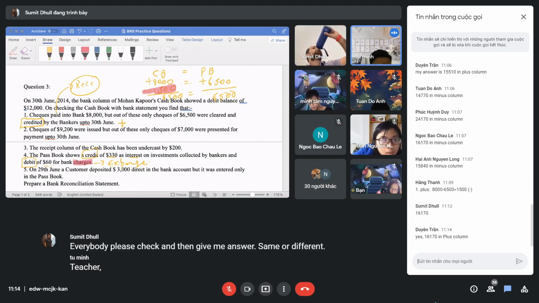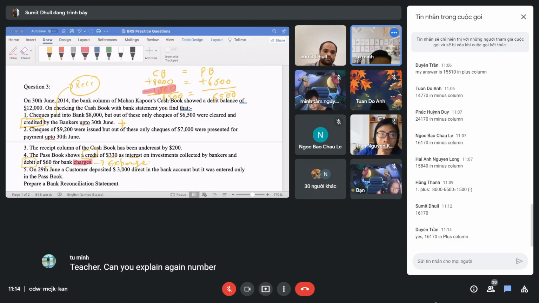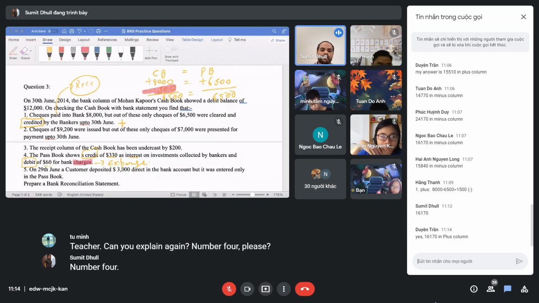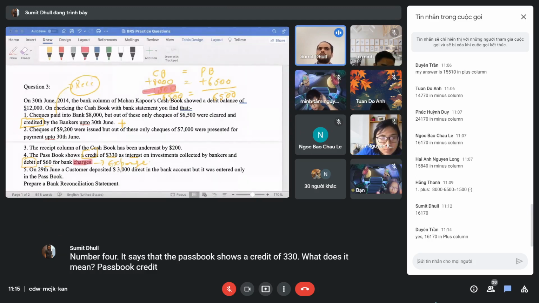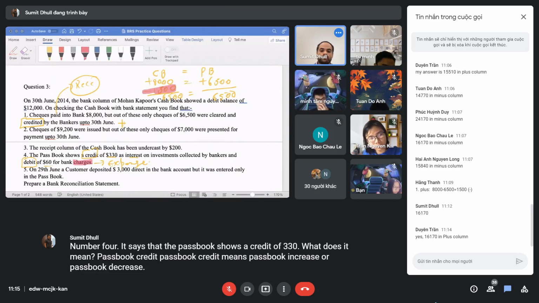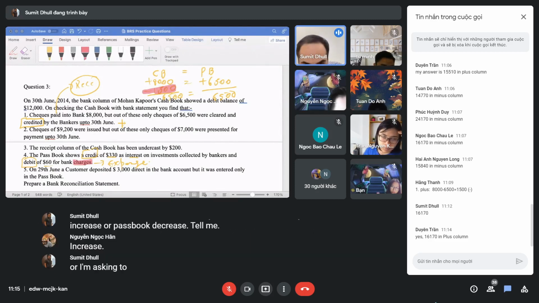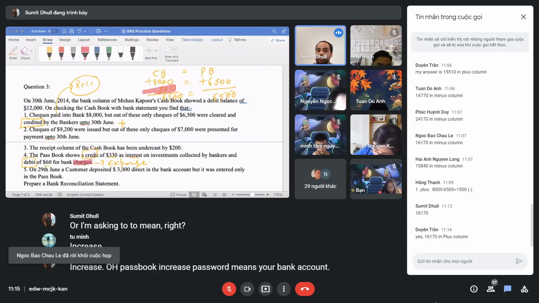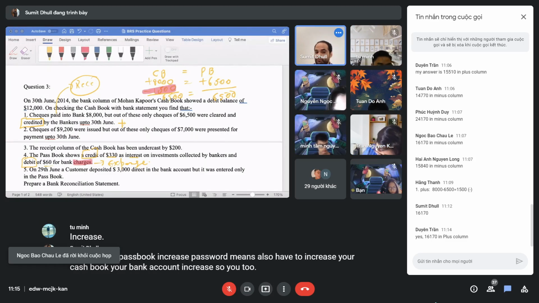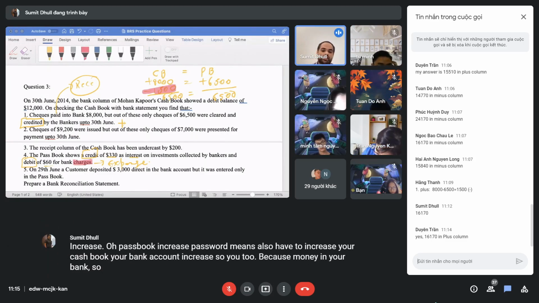Teacher, can you explain number 4 again, please? Number 4 says that the passbook shows a credit of 330. What does passbook credit mean? Passbook credit means passbook increase or passbook decrease? Increase. So passbook increase. It means your bank account increases. So you also have to increase your cash book too, because the money is in your bank. So cash increases.